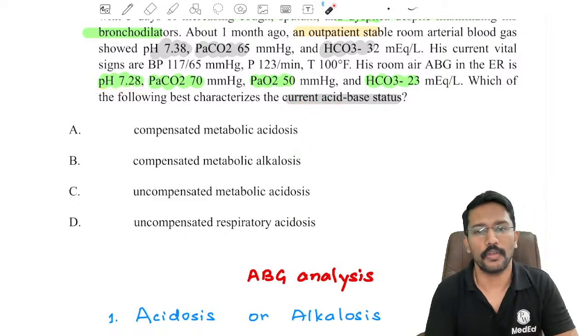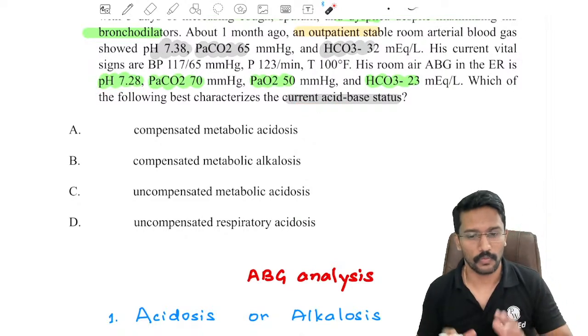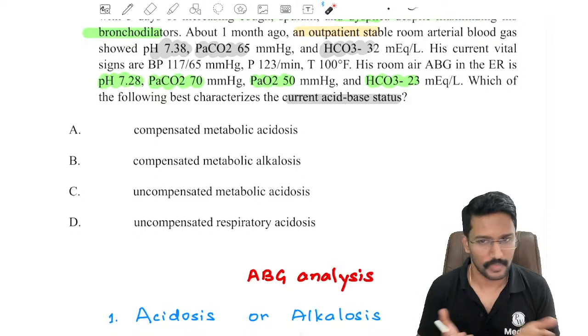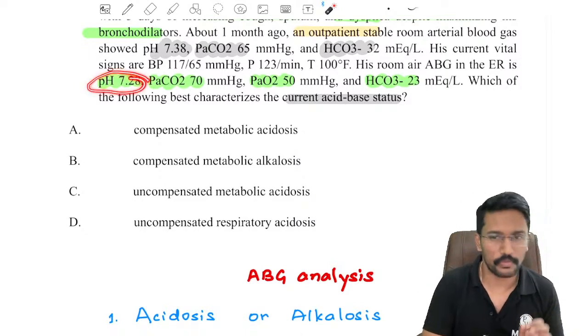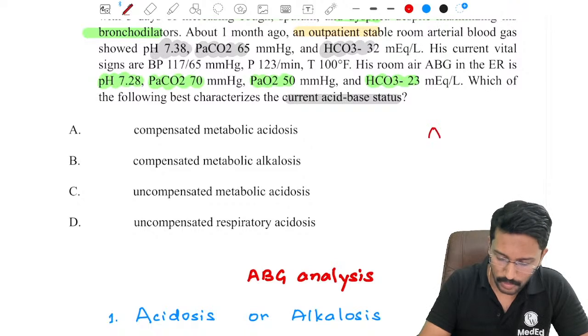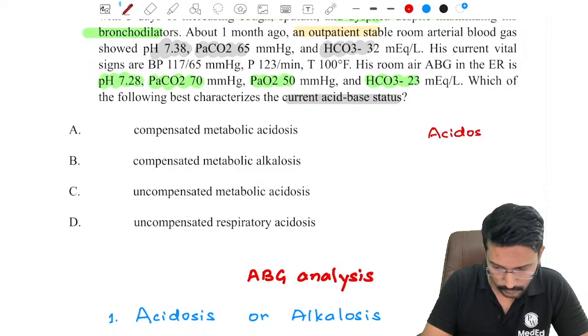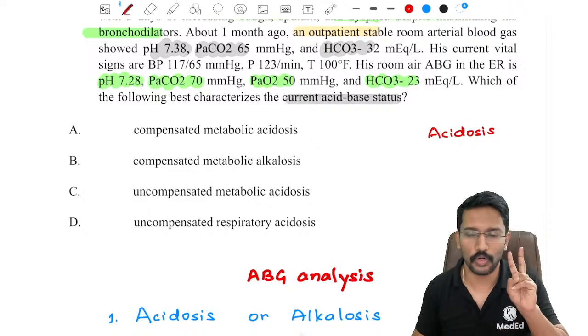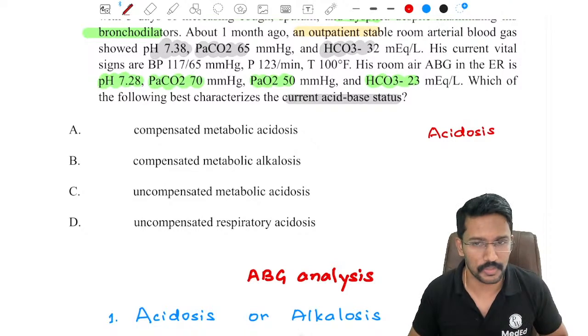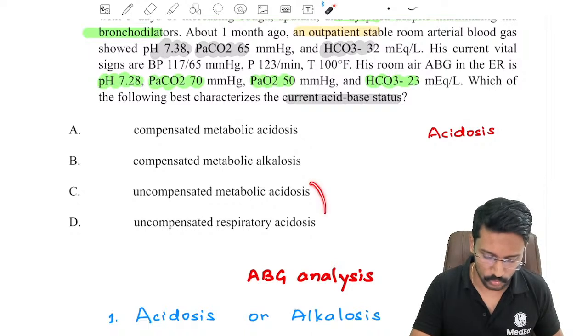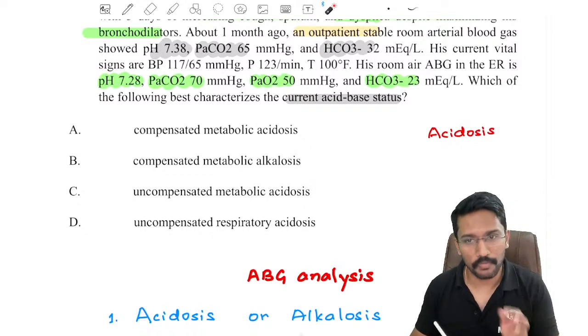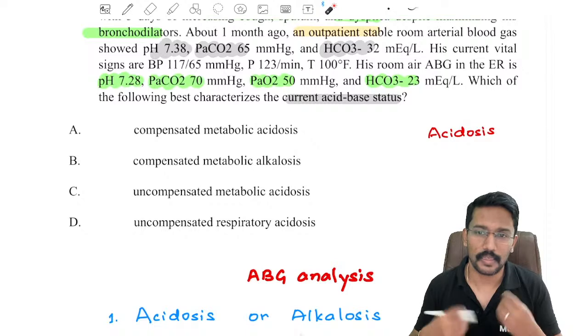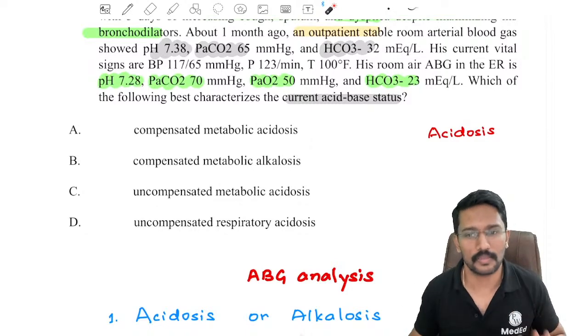pH is 7.28. So what do we have here now? We have acidosis or alkalosis. Clear, right? It is less than 7.35. So in this ABG, what we have is acidosis. So even if you know this much, you will be able to rule out at least 2 options from the ABG questions. You will be left with most cases 2 options, and in that case you have 50% chance of getting the right answer even if you don't know anything more than this in the ABG.